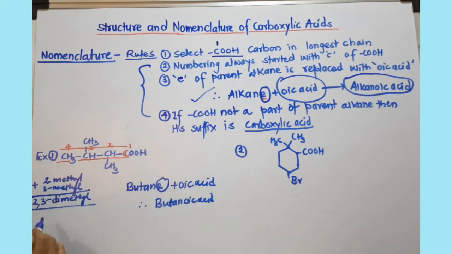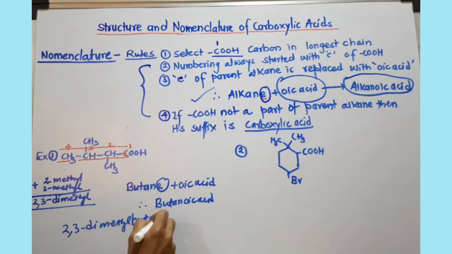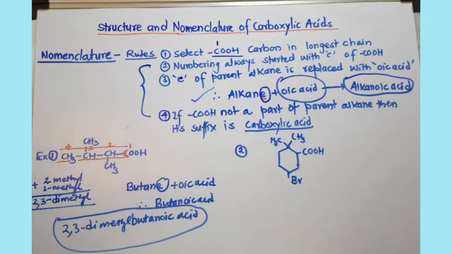But how to join this? You join the substituents to this butanoic acid. So the IUPAC name becomes 2,3-dimethyl butanoic acid. So the given compound is 2,3-dimethyl butanoic acid. In this way you can provide the name. Here I have revised all the rules required to provide IUPAC names to the carboxylic acid.